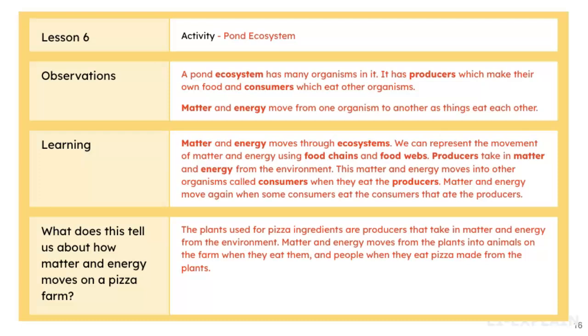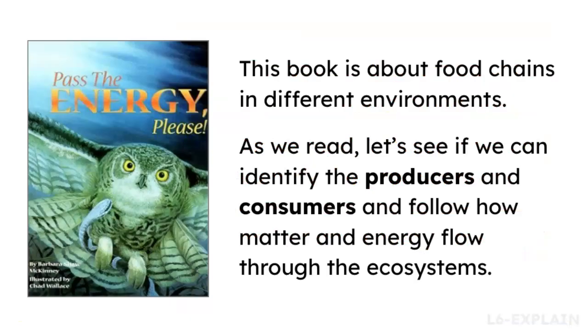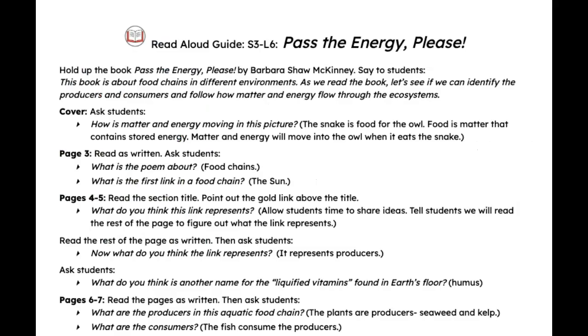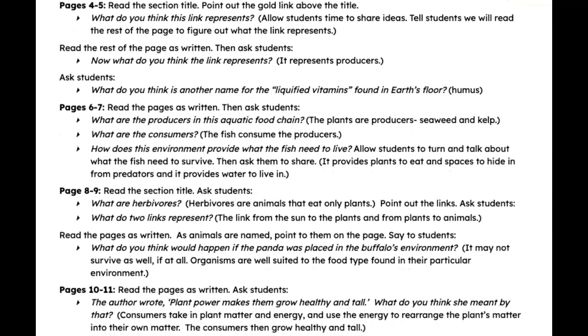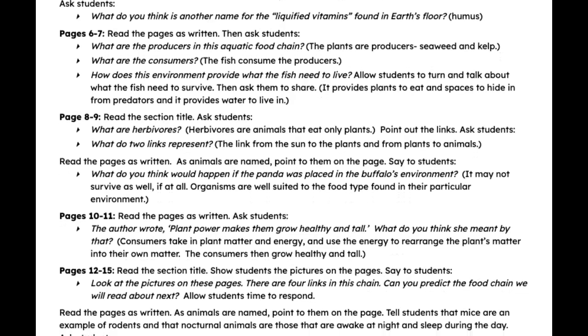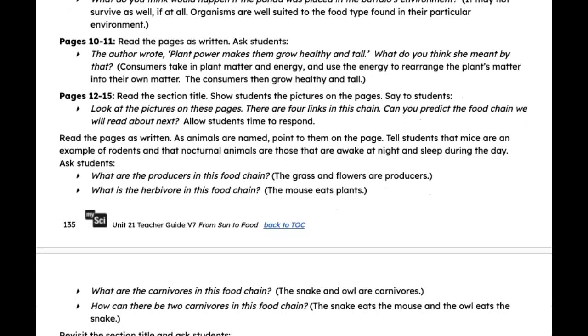From the discussion, students should understand that the plants used for pizza ingredients are producers that take in matter and energy from the environment. Matter and energy move from the plants into animals on the farm when they eat them, and people when they eat pizza made from the plants. You'll then read and discuss the book, Pass the Energy, Please. Use the Read Aloud guide to ask questions and discuss while reading. Please note that you'll start the book in Lesson 6 and finish it in Lesson 7.